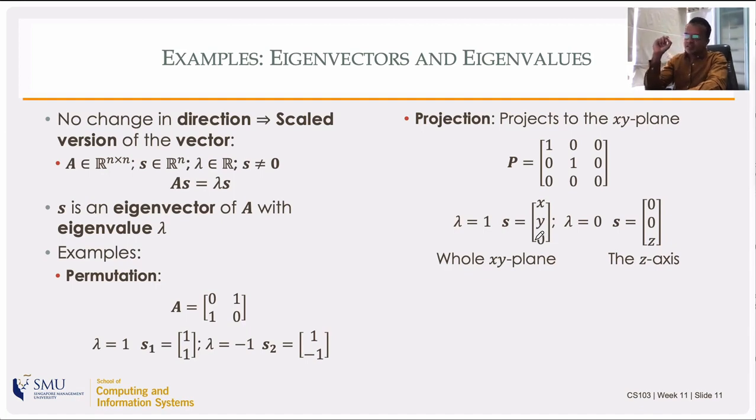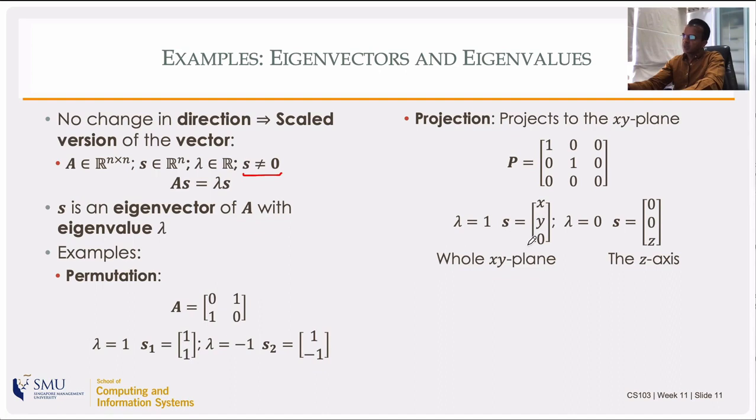Now there is another eigenvector. If I take any vector along the z-axis, that will become 0, 0, 0, and that is an eigenvector with the eigenvalue 0. So eigenvalues are allowed to be 0, but eigenvectors are not allowed to be 0. Eigenvalues can be 0. So in this case, the second eigenvalue is actually 0.